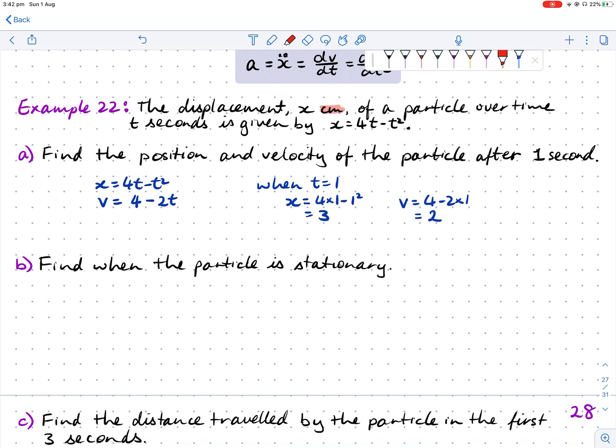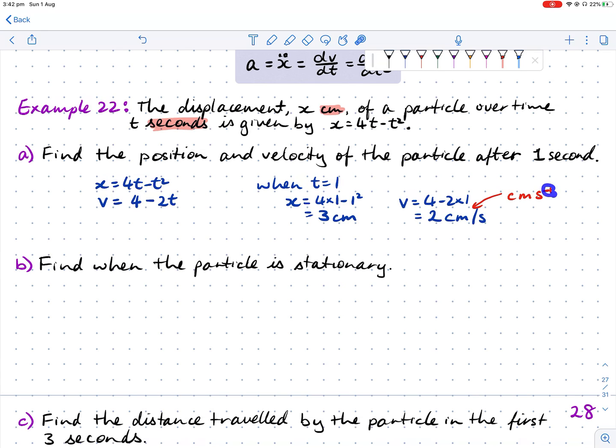So x was given in centimeters and time was given in seconds. So when I worked out the displacement here, that's going to be in centimeters, and the velocity is going to be centimeters per second. It's important that you know what units you're working in. Those of you who do physics might have seen that also written as cm s minus 1.